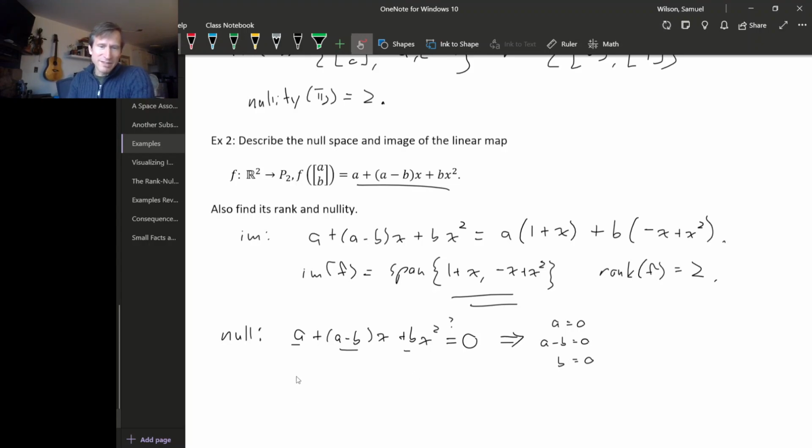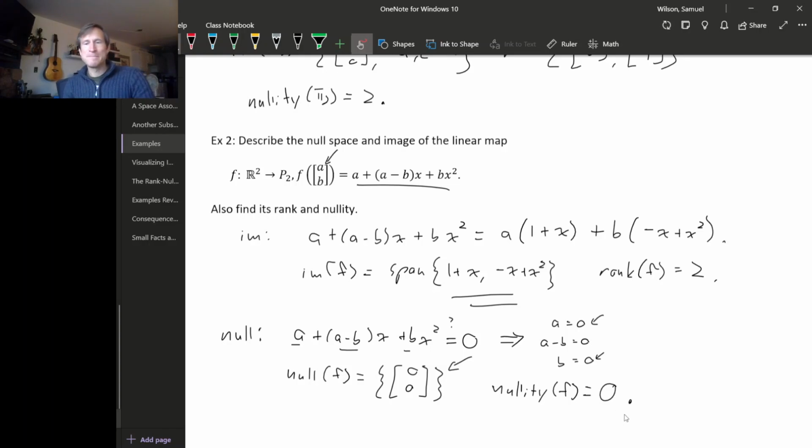So the null space of this map is all of the vectors in R2 whose first and second entries are both 0. In other words, the null space of this map is just the trivial subspace with only the 0 vector in it. Then the nullity of this map is the dimension of this subspace, but the dimension of the subspace of only the 0 vector is 0. This is a 0-dimensional subspace. So the rank of this map is 2, and the nullity of this map is 0.